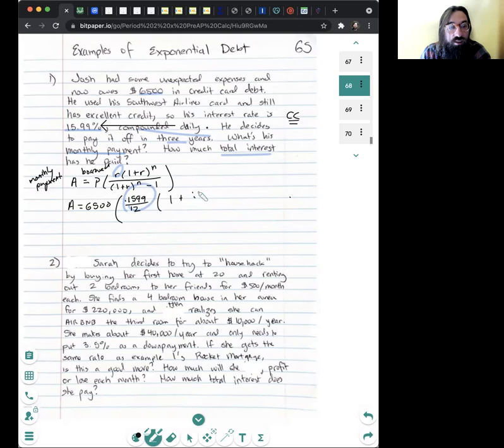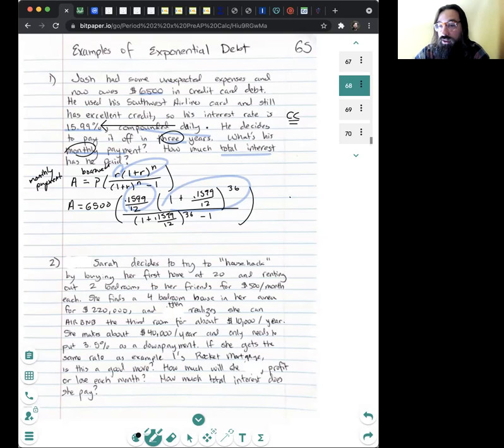So plus, we've got to write that again. And N is the number of total payments. How many total payments are there? Well, there's 3 years and they're monthly, so 3 times 12 is 36. We're dividing that piece by 1 plus the rate. So 1 plus 0.1599 over 12, all of that to the 36 power. And then we're subtracting 1.